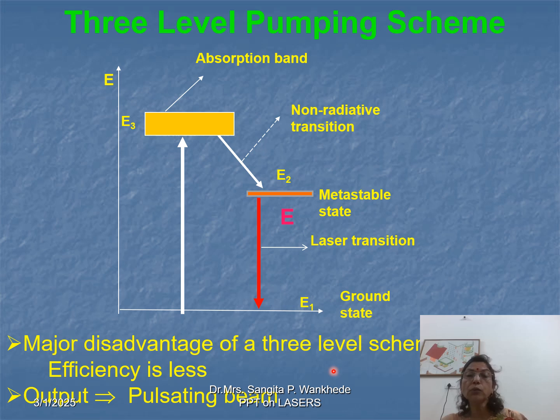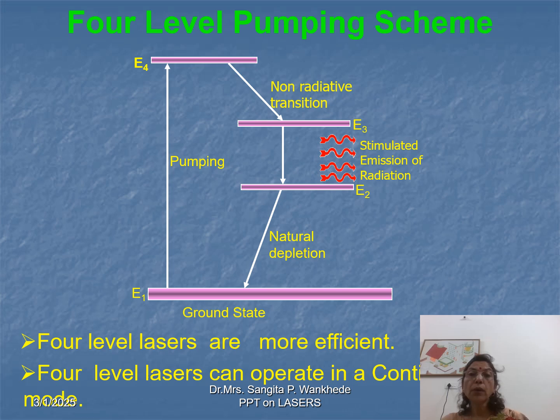But the major disadvantage of the 3 level pumping scheme is that its efficiency is less, and high pumping power is required to achieve population inversion, because population inversion is to be achieved with respect to the ground state. There are a large number of atoms in the ground state, and more than half of the ground state atoms are to be pumped to the upper energy level. Then we will see the 4 level pumping scheme.